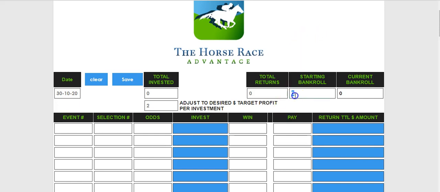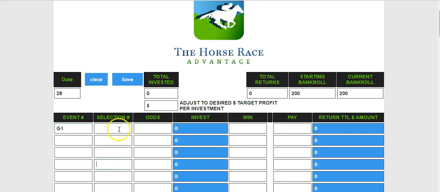First, as you know, you set a bankroll, and in this case, again, we're going to use a bankroll of 200, and we're going to put a desired target per investment of $5. In this demonstration, we'll put in the date, whatever it may be. We're going to use Gulfstream again, and we're going to put in G1.